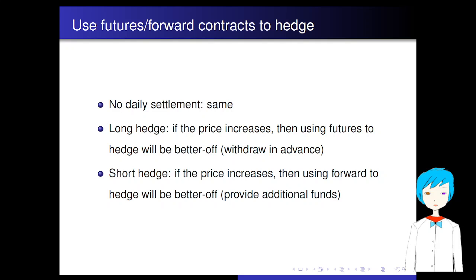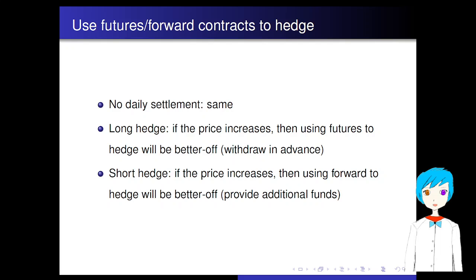If we are doing short hedge, which means that we are entering into the short position, if the price increases, then using forward contracts will be better, because we don't need to provide additional funds. If the price increases, then when we use the futures contract, the balance may drop below the maintenance margin and we may be asked to provide additional funds.